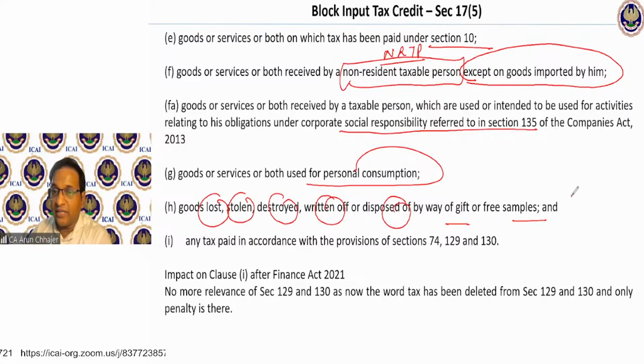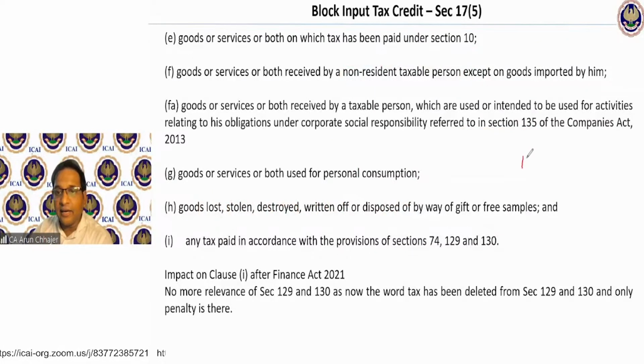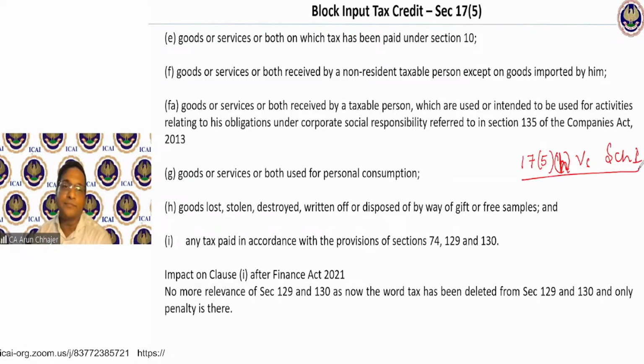Please note, this is very important. There is Circular 92 which talks about what happens if they have done the interlinking. What is the interlinking? I can say 17(5)(h) versus Schedule 1. What is the interlinking? I am giving a laptop worth rupees 60,000 to each of my employees.